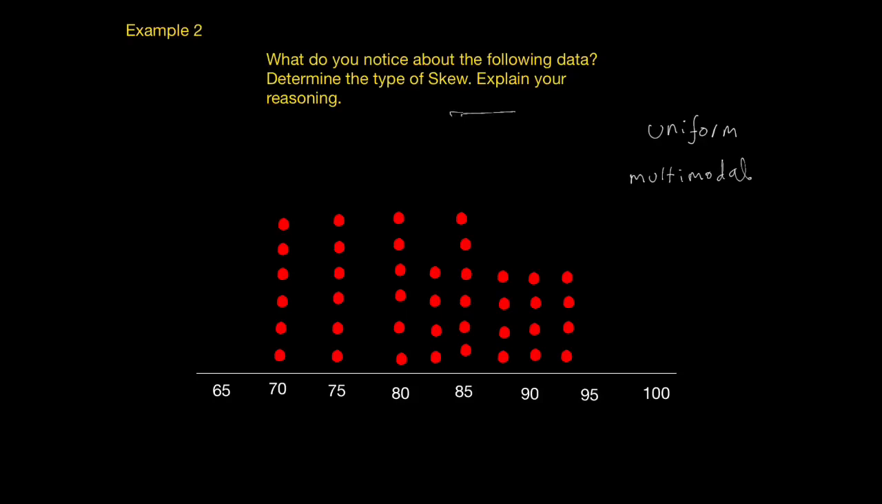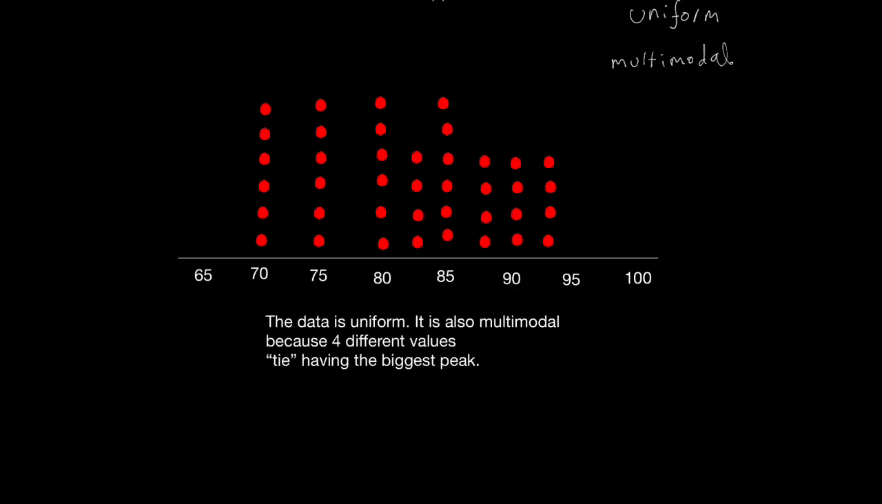Now we can explain our reasoning with a sentence. Here's my explanation. The data is uniform. It is also multimodal because 4 different values tie for the biggest peak. And those 4 different values are 70, 75, 80, and 85. They all have the same highest frequency.